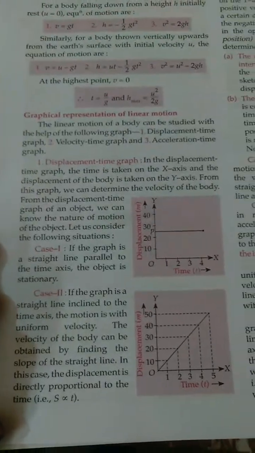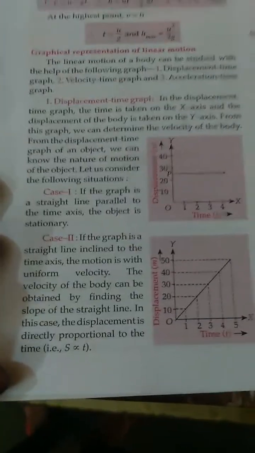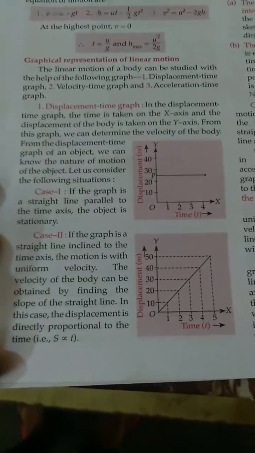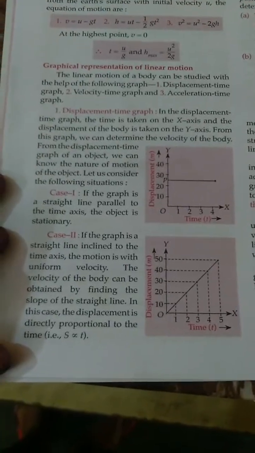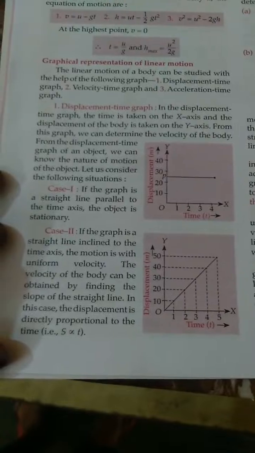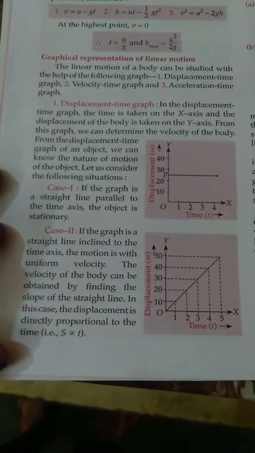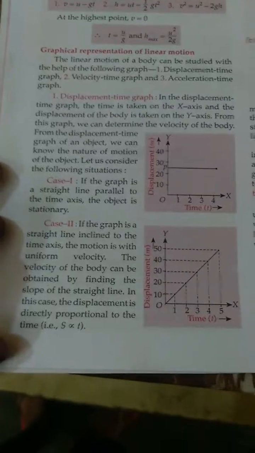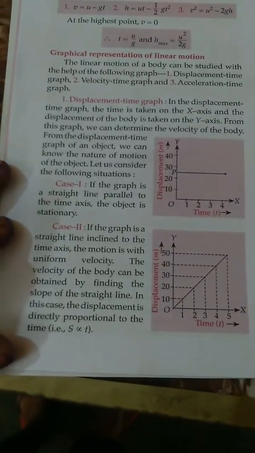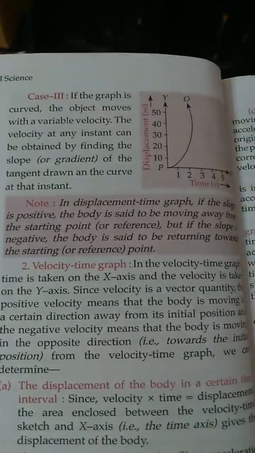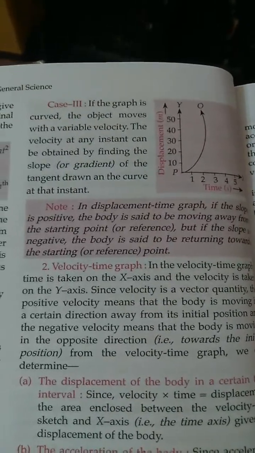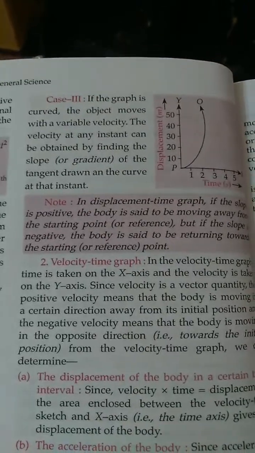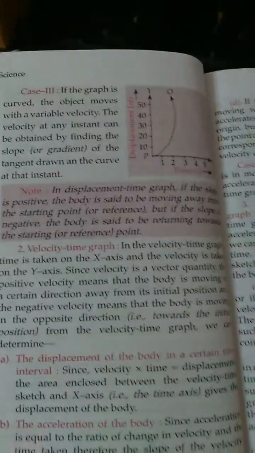Let us consider the following situations. Case 1. If the graph is a straight line parallel to the time axis, the object is stationary. Case 2. If the graph is a straight line inclined to the time axis, the motion is with uniform velocity. The velocity of a body can be obtained by finding the slope of the straight line. In this case, the displacement is directly proportional to the time. Case 3. If the graph is curved, the object moves with a variable velocity. The velocity at any instant can be obtained by finding the slope or gradient of the tangent drawn on the curve at the instant.